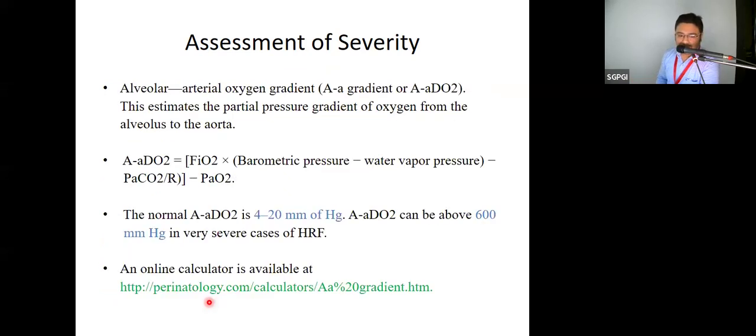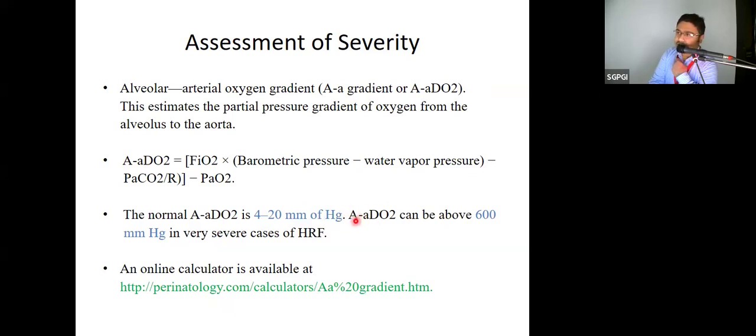Then there is an entity known as A minus a DO2. Basically, this estimates the partial pressure of oxygen gradient from the alveolus to the aorta. The big A is the alveolar pressure and the small a is the arterial pressure. Normally it is 4 to 20. If it is more than 600, then it goes into the category of severe HRF, and this again qualifies for initiation of ECMO.